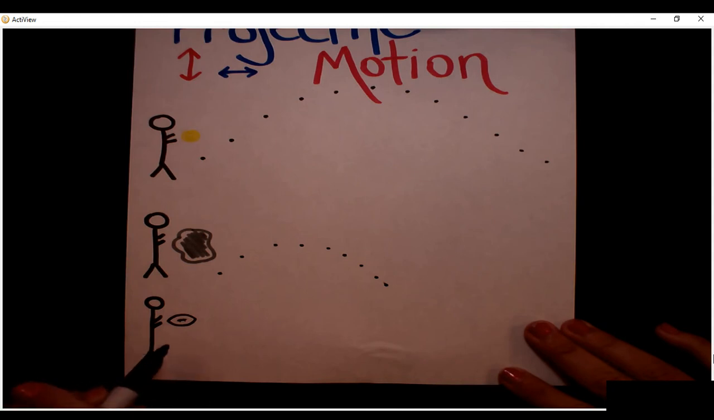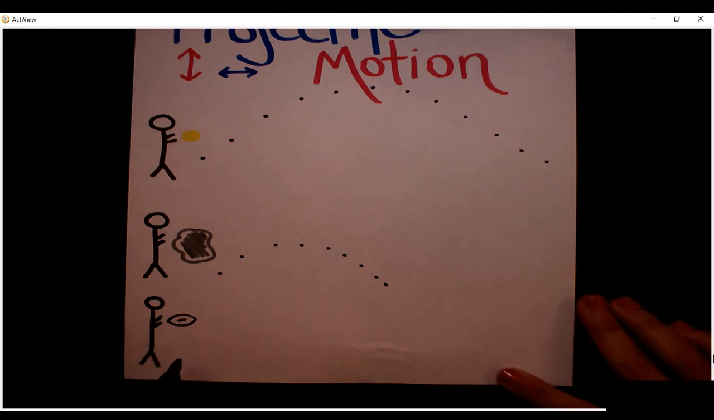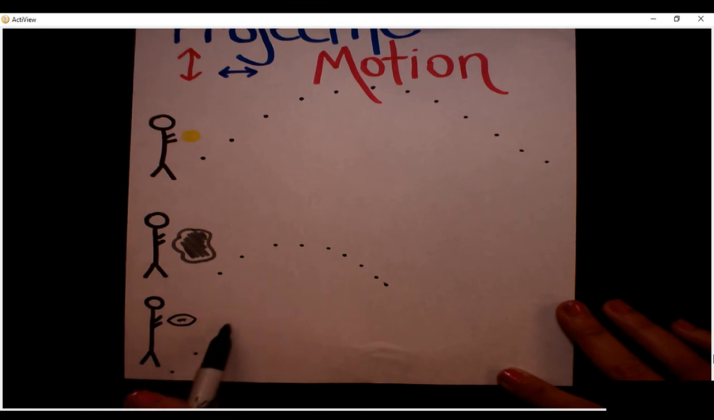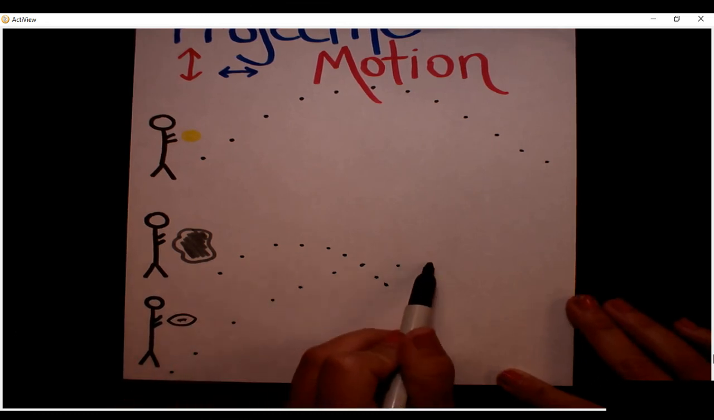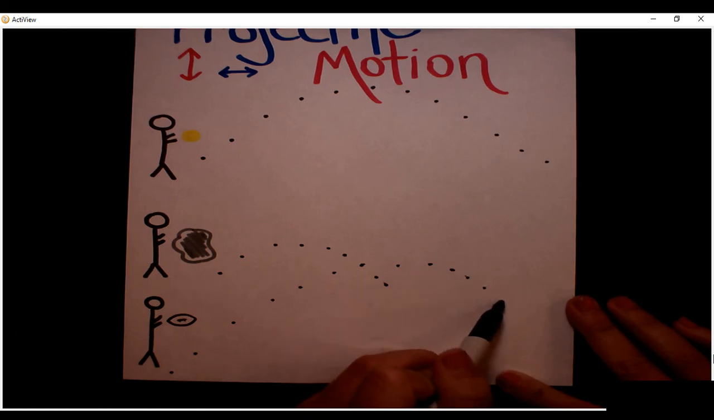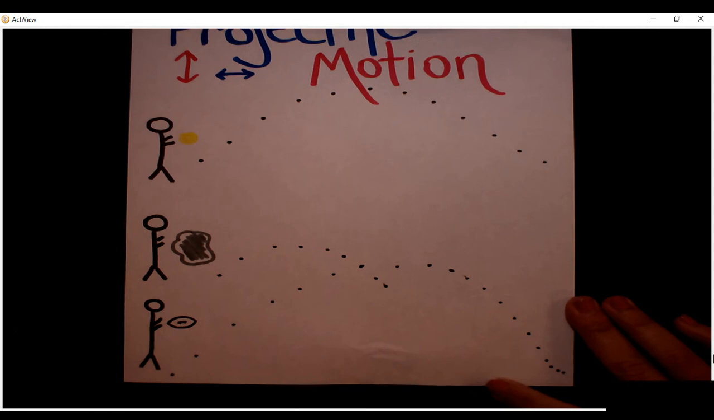And our third projectile is our football. This person is very strong. They have great form. So they're going to throw that football way up in the air. Sorry, it's going to run into Mr. Boulder. And they receive that long distance.